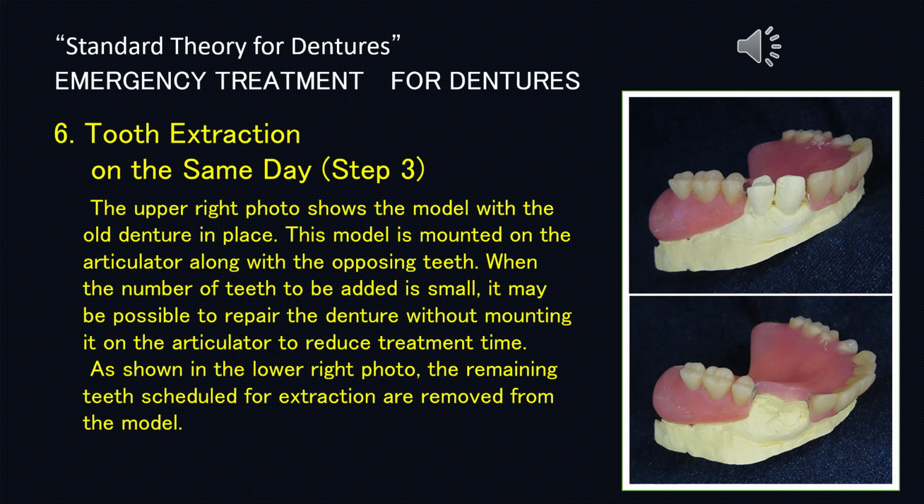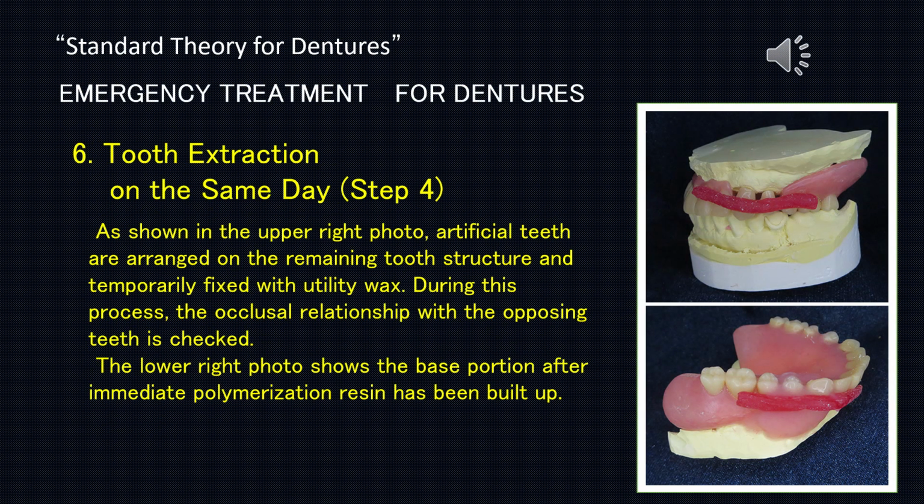6. Tooth extraction on the same day. Step 3. The upper right photo shows the model with the old denture in place. This model is mounted on the articulator along with the opposing teeth. When the number of teeth to be added is small, it may be possible to repair the denture without mounting it on the articulator to reduce treatment time. As shown in the lower right photo, the remaining teeth scheduled for extraction are removed from the model.